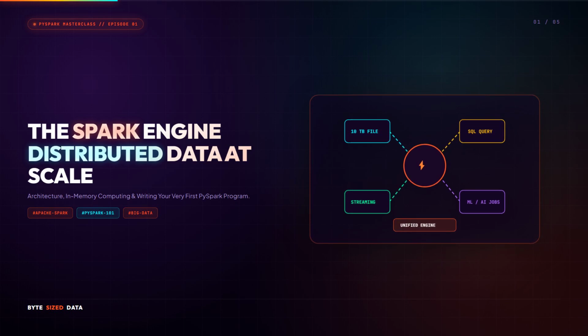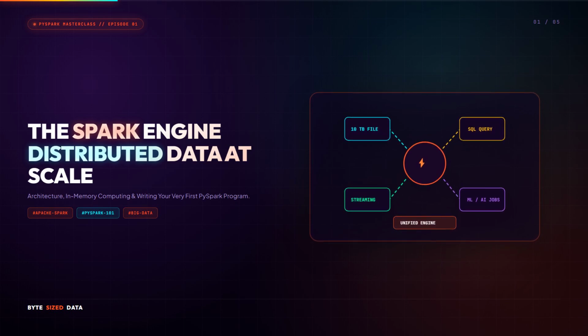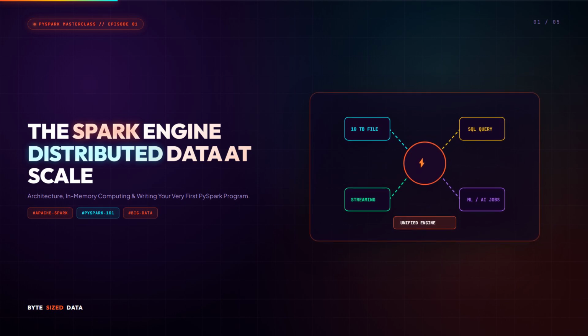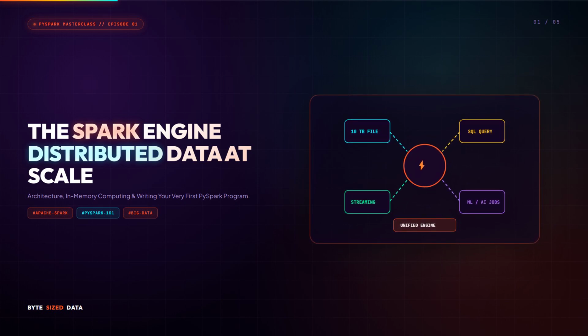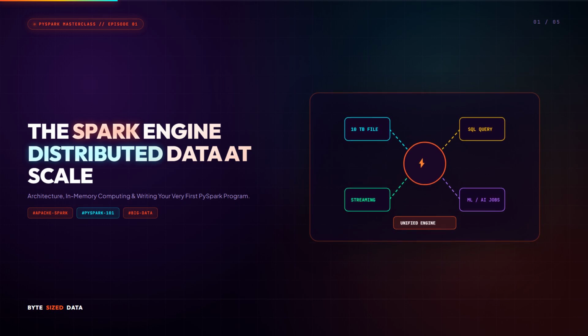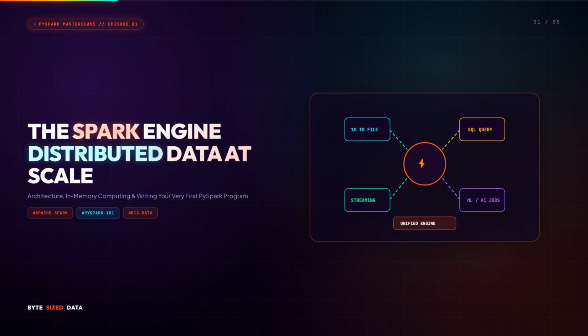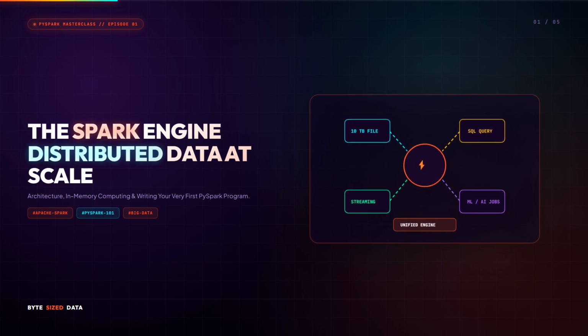Today, we're diving straight into the engine that powers the modern big data universe, Apache Spark. Look at the diagram on the right. Whether you are querying a massive 10 terabyte file, running complex SQL queries, streaming real-time telemetry, or training machine learning models, Spark provides a unified, lightning-fast computing engine. Instead of struggling with a single computer, Spark takes your massive workloads and distributes them seamlessly across a cluster. Let's pop the hood and see how it works.